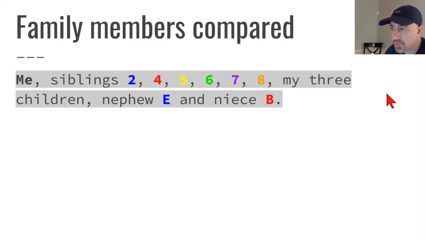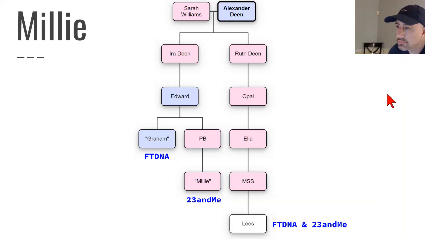So the family members available in this case are me, several of my siblings, siblings 2, 4, 5, 6, 7, 8, 3 children, and a nephew and a niece. And as I mentioned, I have some good Dean matches at 23andMe. And when Graham showed up on my match list at Family Tree DNA, I thought about some of those matches and remembered that they might be helpful in this case.